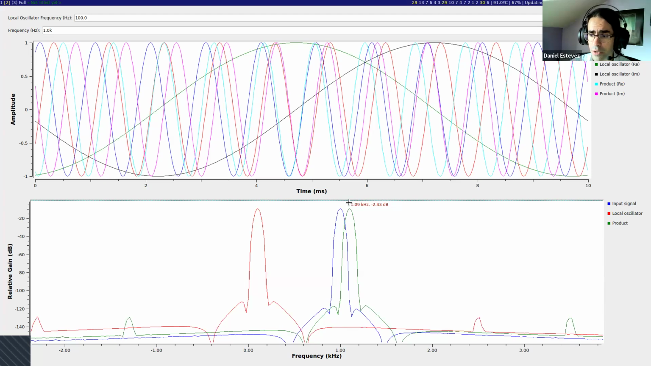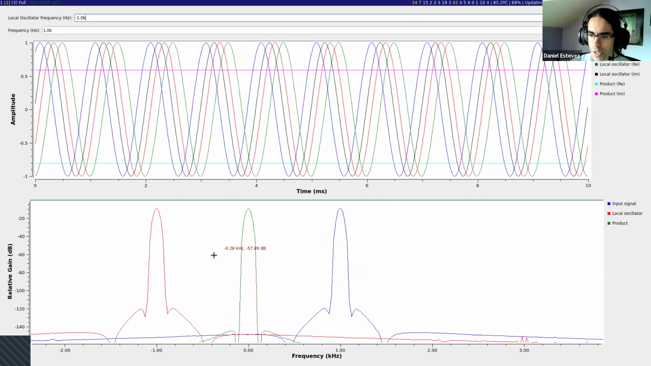And that is very useful, because if I want this green thing, which is the product, to appear at DC, at 0 hertz, the thing I need to set my local oscillator frequency is basically the opposite from this one, so minus 1000 hertz. And now we can see the product is a constant. It's not one, so it has some phase. It has basically non-zero imaginary and real part, but it is a constant. We have obtained something which is on the DC component on zero.